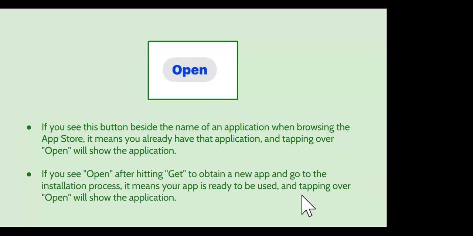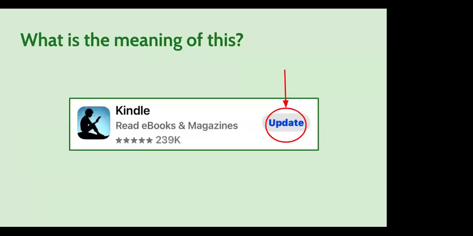Now, if you see open after hitting get, so you hit get first, and after you see open, it means that the application has already been installed, a shortcut was created in the home page, and therefore when you click open, you can continue setting up the application. Essentially, it will be ready to use, right? I hope that makes sense.